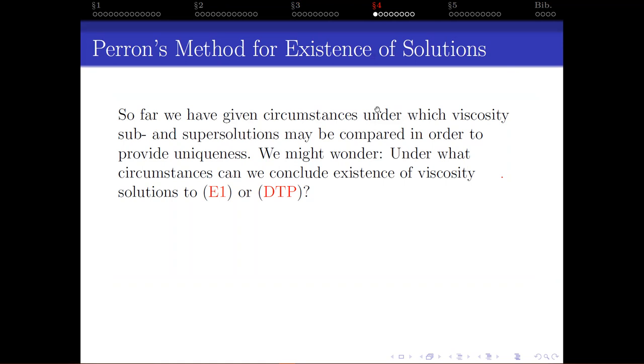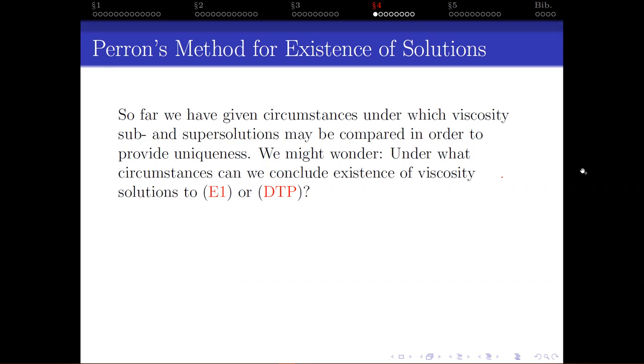Okay, so you'll notice from section 2 that we have conditions under which, if we have some sub and super solutions, or if we have solutions, we can compare them. And if we have solutions, we can show under the right conditions that they are unique, as long as you're talking about solutions in the sense of viscosity. So the question is, under what circumstances do we actually have viscosity solutions? And that's not necessarily a trivial question at all.